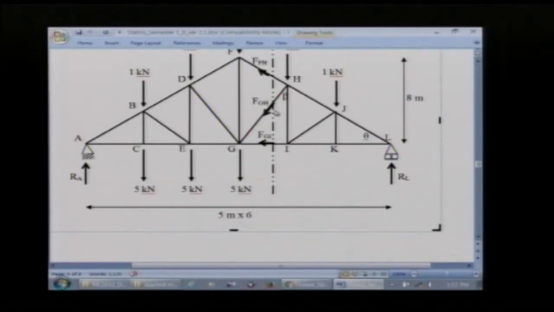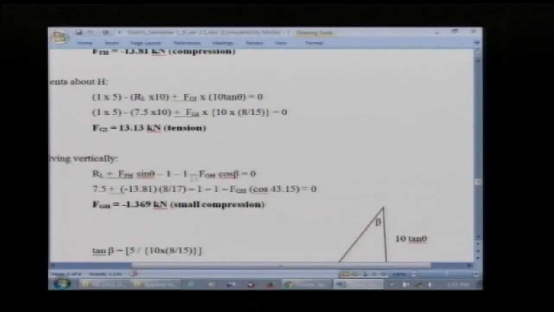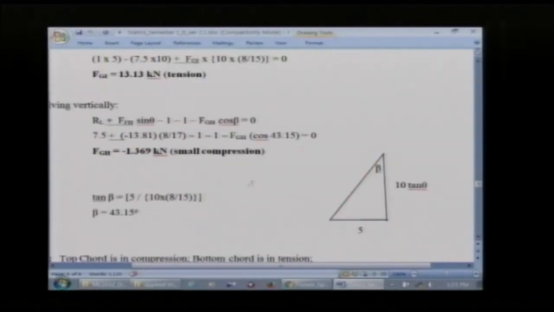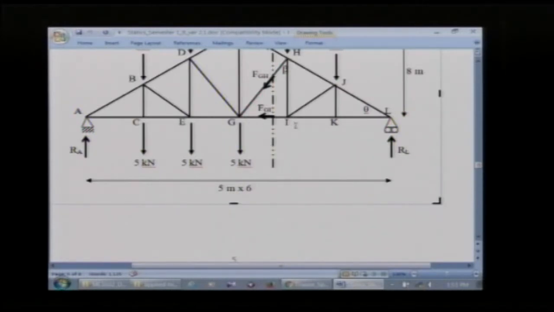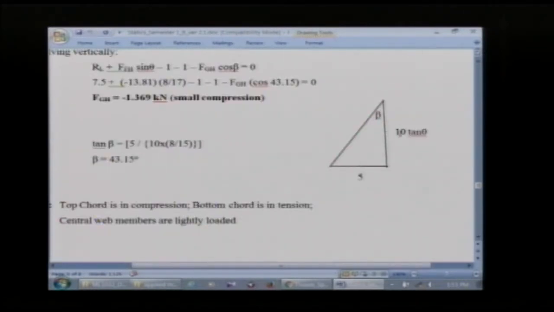Now, like I said, the easiest thing to do here is to take vertical equilibrium. So this will be FGH cos beta, right? Cos beta. This will be FFH sin theta, right? So you have a cos beta and sin theta term. You can figure it out for yourself. Now, cos beta we have not found, but if you think about beta, this distance is 5, and this one is 10 tan theta, right? So we know theta, so we will obtain beta as this angle, right? So then you can find what cos beta is, right? And you get that this FGH is minus 1.369, right?